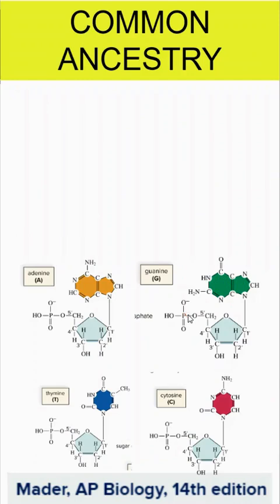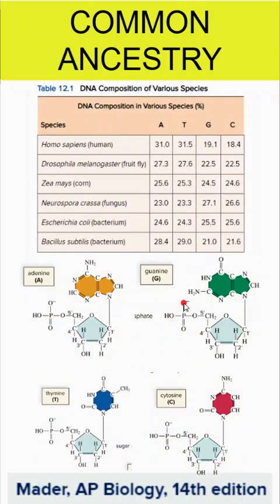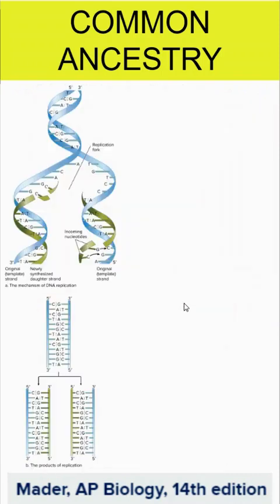So this leads to this idea of common ancestry. So we've got A, T, G, and C. We've got our pyrimidines and our purines. We've got our 4 nucleotides. And as we look at various species of life, humans, fruit flies, corn, fungus, bacteria, they all have DNA composed of A, T, G, and C. We understand as that information gets passed on, the DNA has to be replicated in order to be passed on. So we are supporting common ancestry not just through features, but through processes like replication.